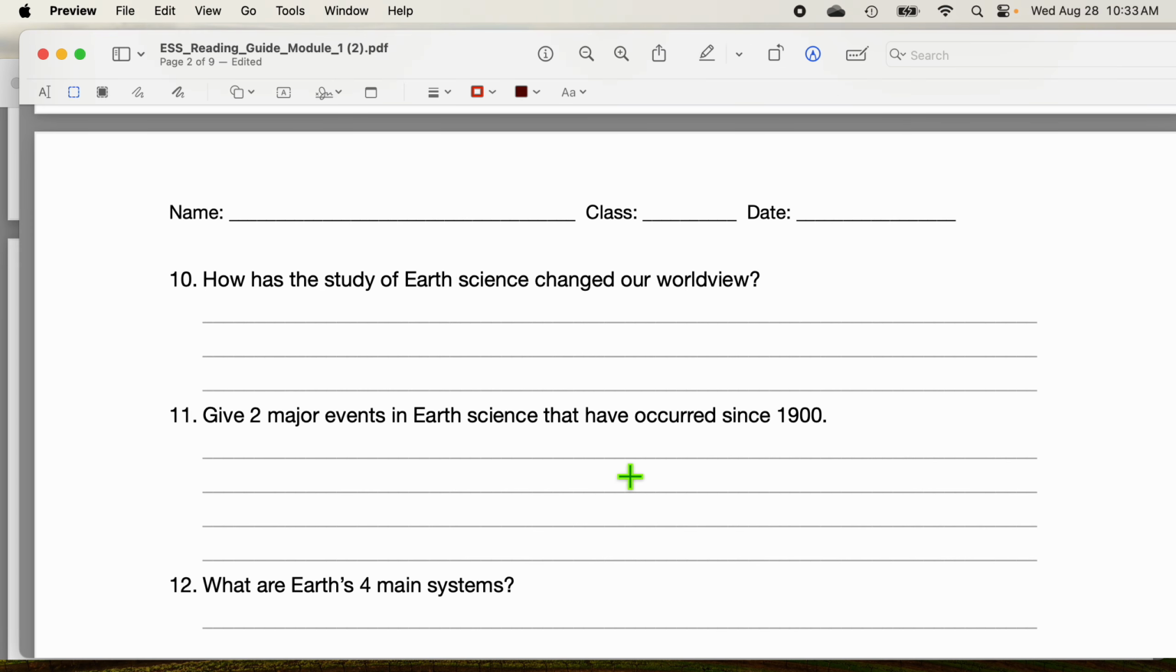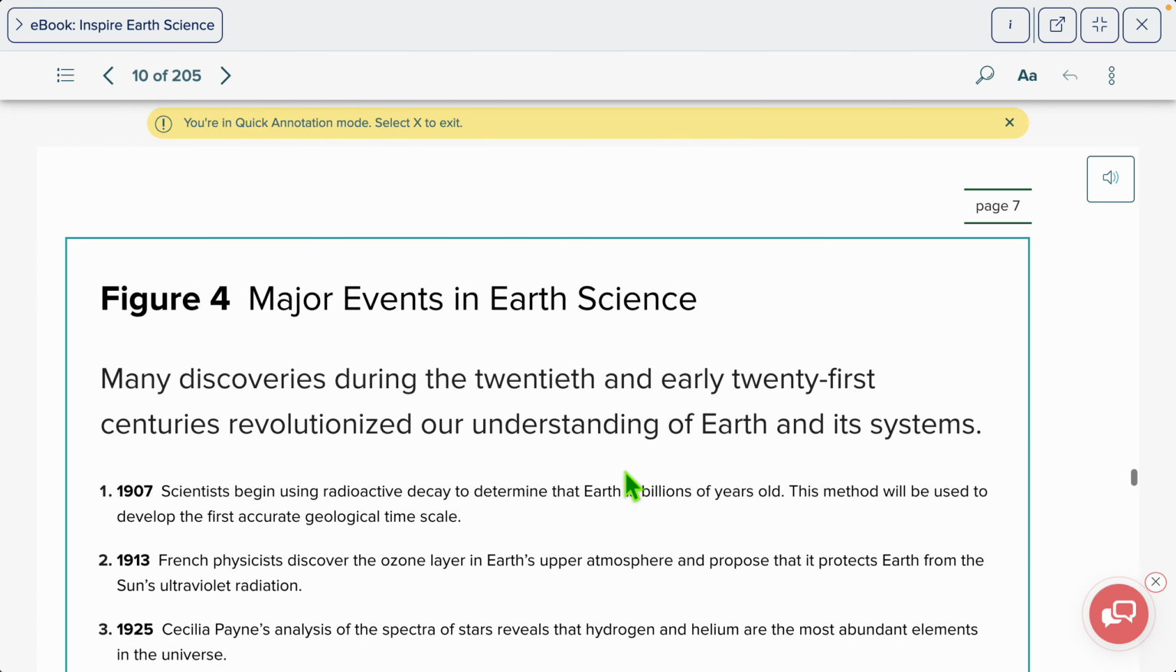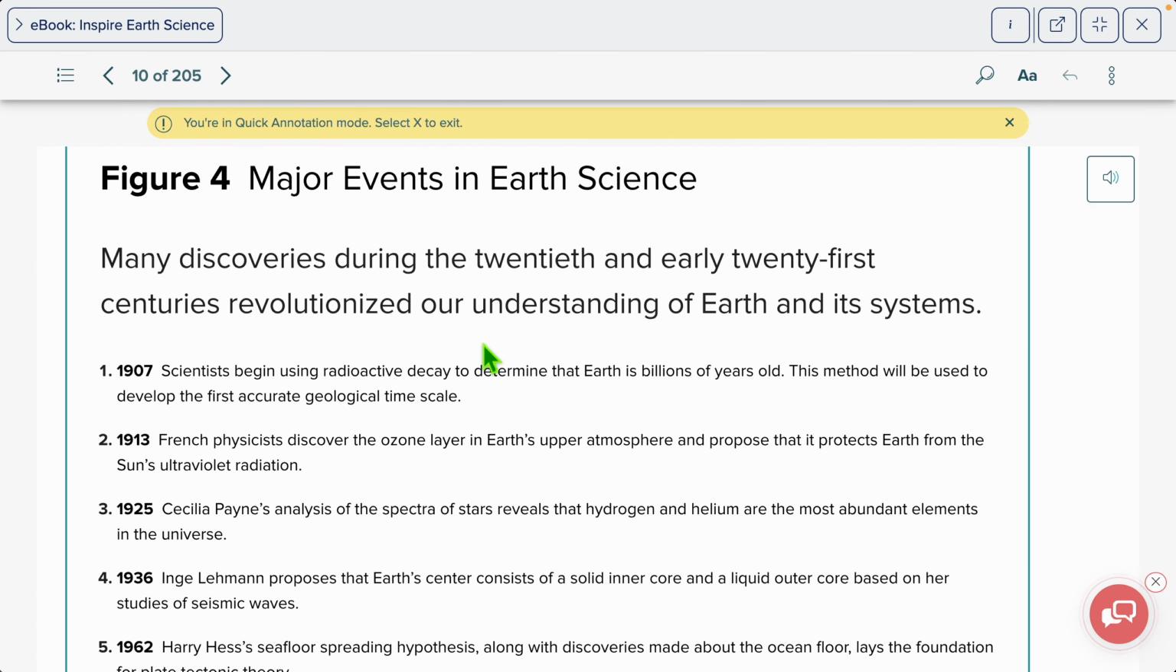Number 11, 2 major events in earth science since 1900. Well, I could pick 2 of these down here. Okay, so these are major discoveries since 1900. So 1907, scientists began using radioactive decay to determine that the Earth is billions of years old, not just thousands of years old. This method will be used to develop the first accurate geologic timescales. 1913, French physicists discovered the ozone layer in Earth's upper atmosphere and proposed that it protects Earth from the sun's ultraviolet radiation.